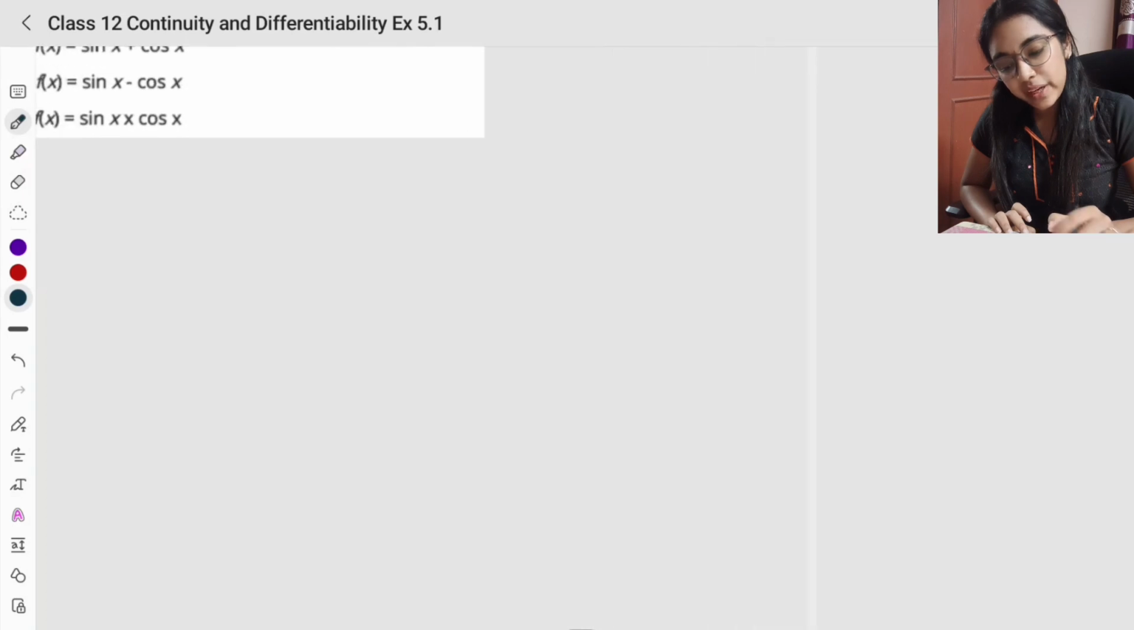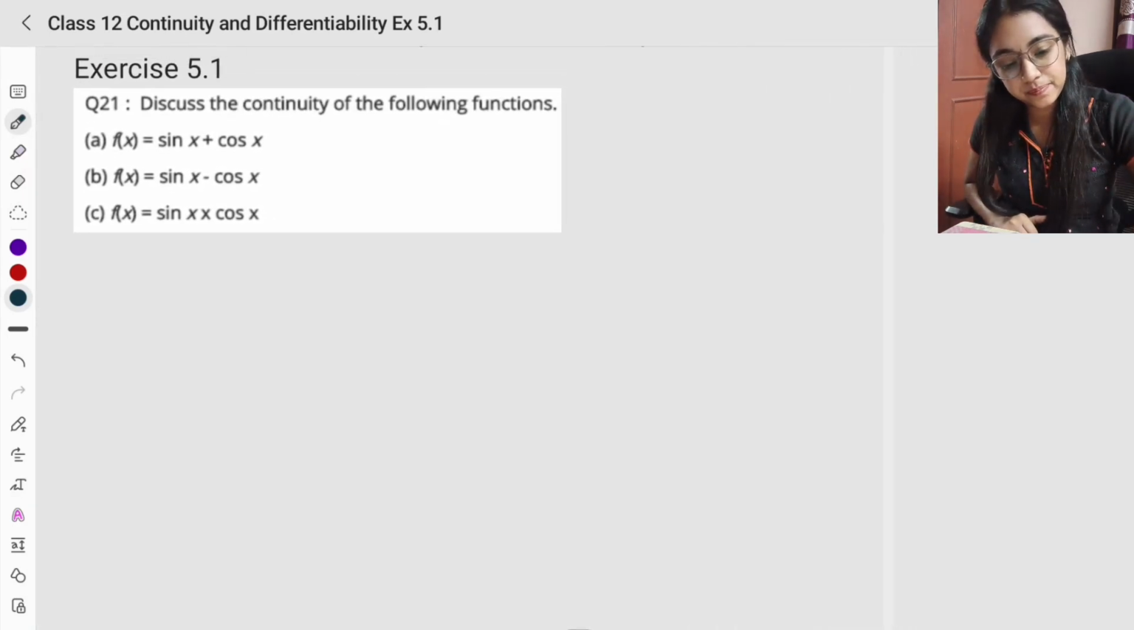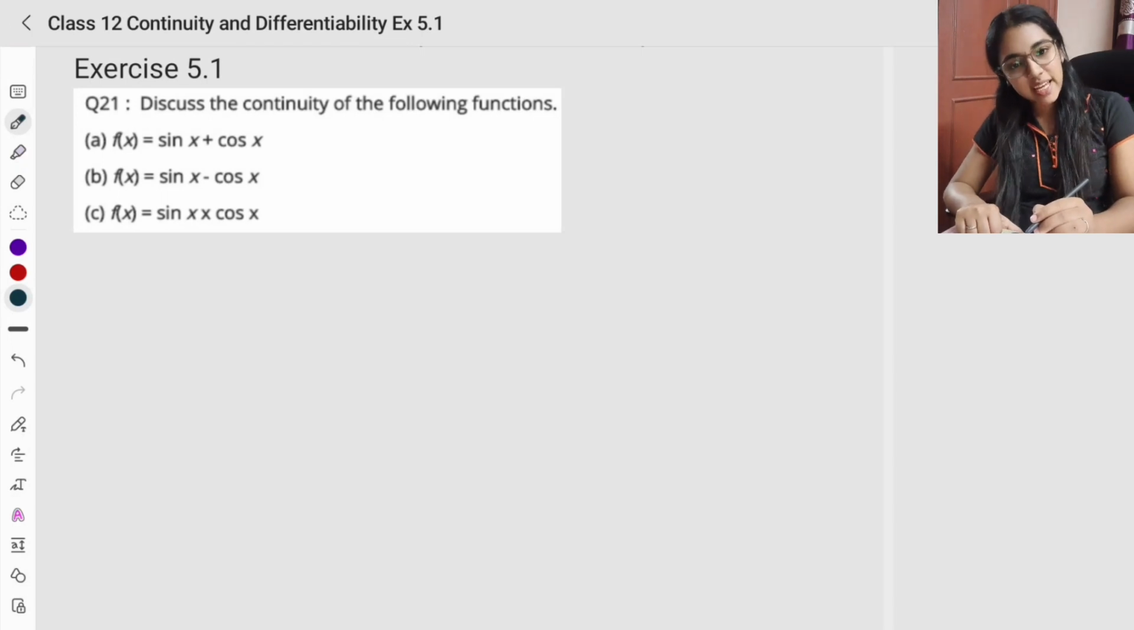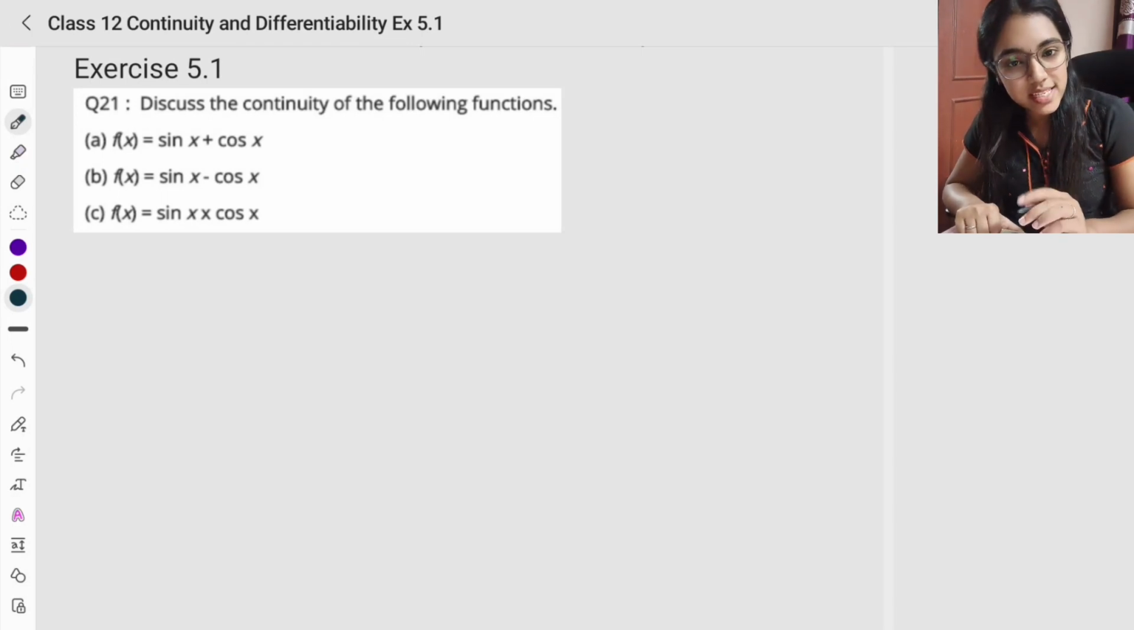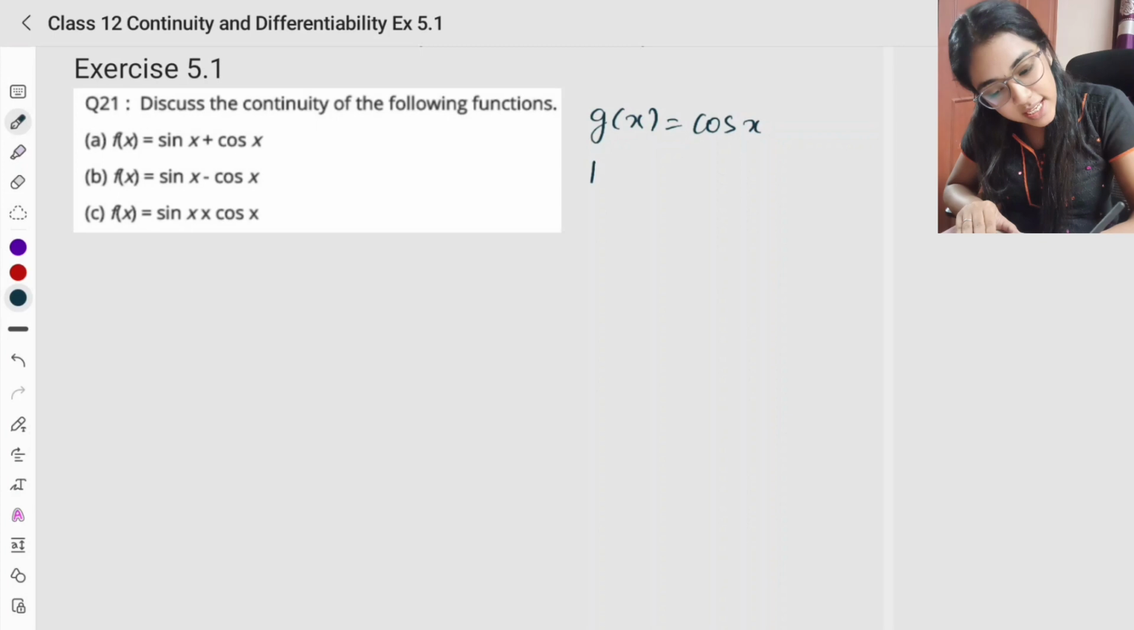Moving on to question number 21. Discuss the continuity of the following functions. You have learnt in your example question that sin x is continuous and cos x is also a continuous function. இப்போ நம்ம என்ன பண்ண போறோம்? I'm going to take g of x to be cos x and h of x to be sin x.